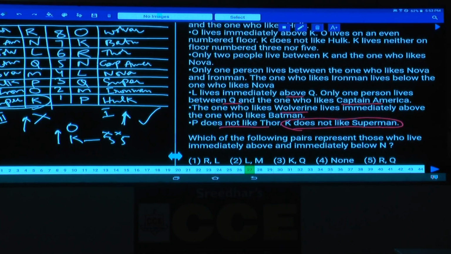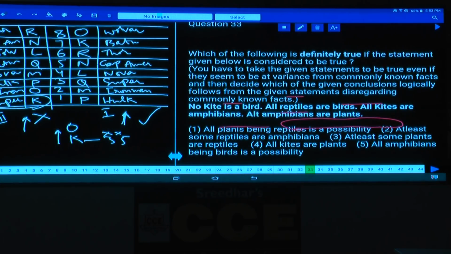Questions 33 to 37 are all based on syllogisms. Now in question number 33, which of the following is definitely true if the statements given below are considered to be true? These are the statements 1, 2, 3, 4. By taking all 4 statements into consideration, tell me which of the conclusions definitely follows. Shall we start with this one, 33?